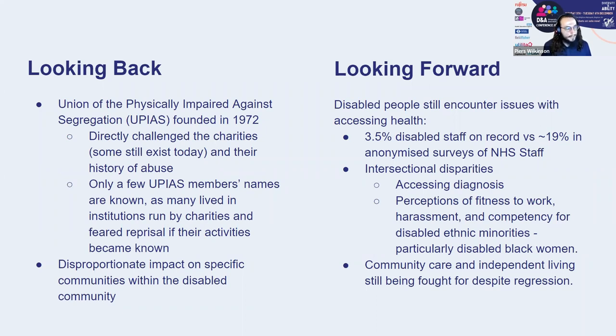And importantly, community care and independent living, which I've touched on so much, and what UPIAS were struggling for and fighting for, is something that we still need to fight for, despite its regression, with the community care charges and the availability and access to the Independent Living Fund and Universal Credit.